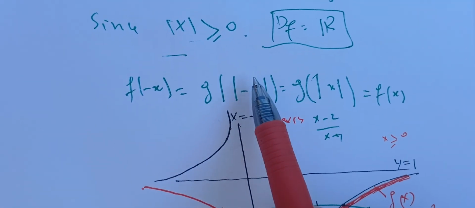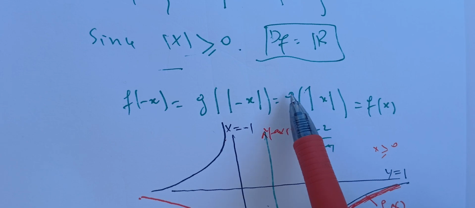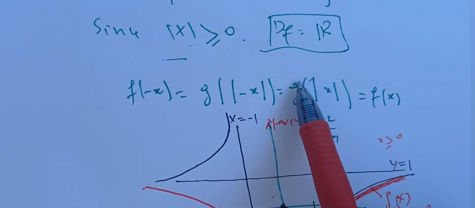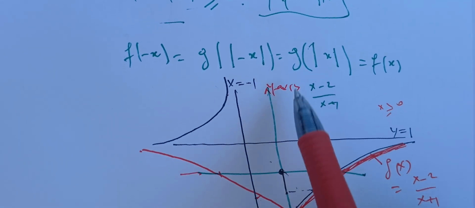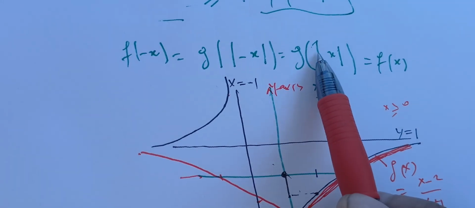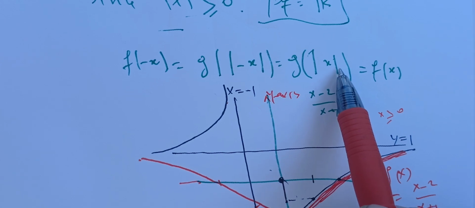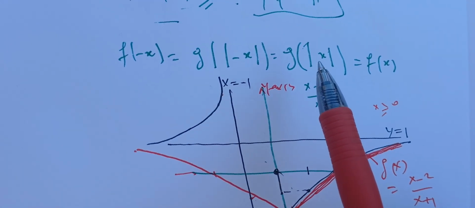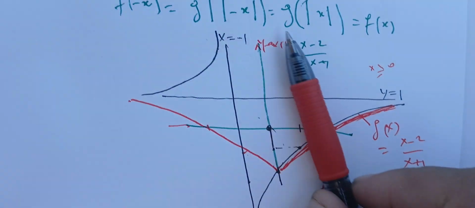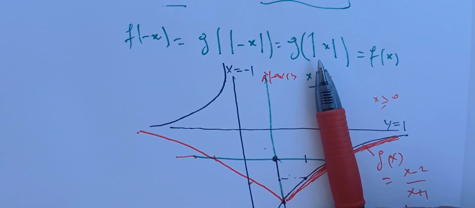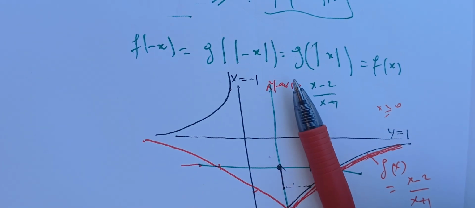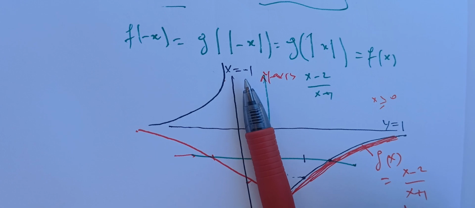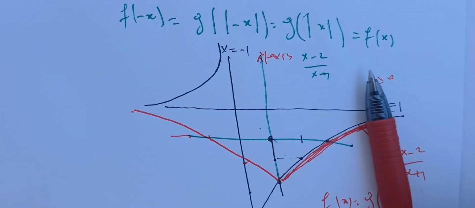Therefore, when we apply the absolute value first, and after that we apply the function, we get an even function. Or we can say that g of the absolute value of x is a transformation that makes the function even. It keeps it as it is when x is positive, but it takes the symmetric with respect to the y-axis when x is negative, as we can see here.